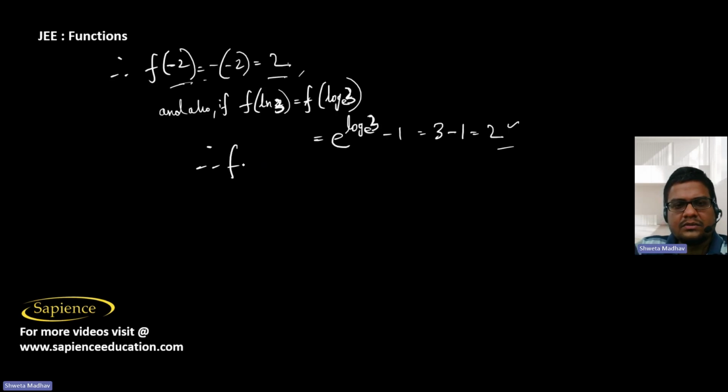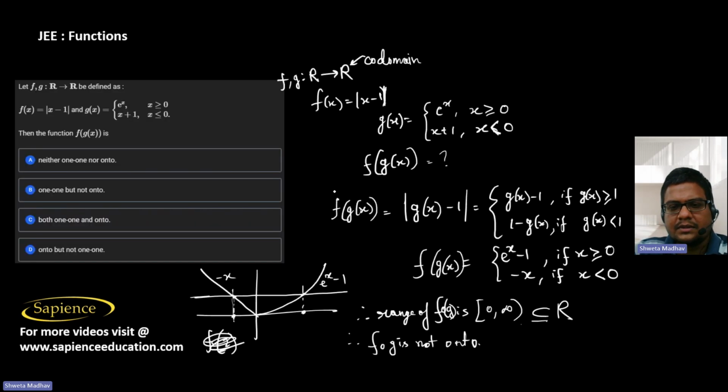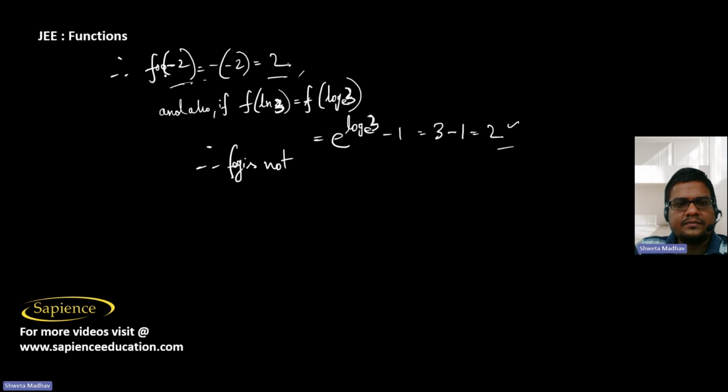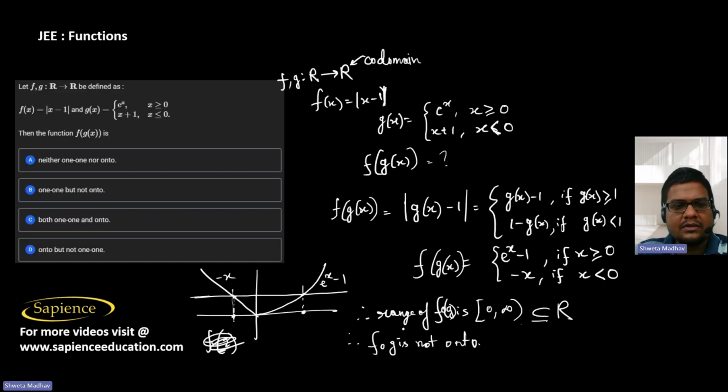So therefore, sorry, this will be f of g. So f of g is not 1 1 also. So f of g is neither 1 1 nor onto. So option A is the correct answer.